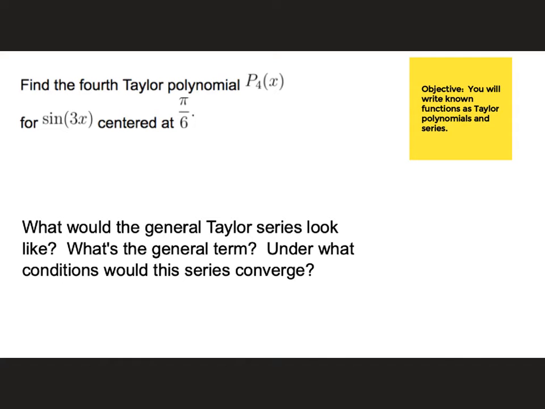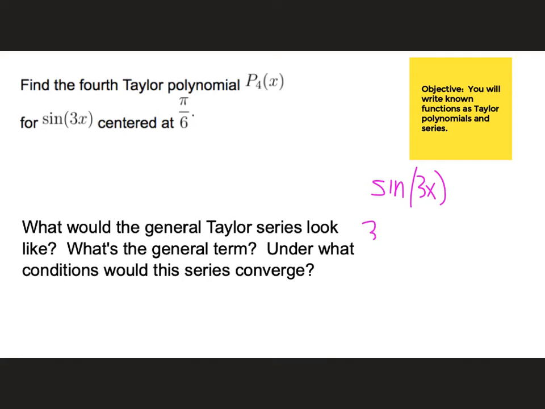Alrighty, let's take a look. We've got to do some Taylor and Maclaurin polynomials and series. Find the fourth Taylor polynomial, P4, for sine 3x centered at pi over 6. That's a lot. So I've got sine 3x. Since I'm doing some polynomial stuff, let's go ahead and take derivatives.